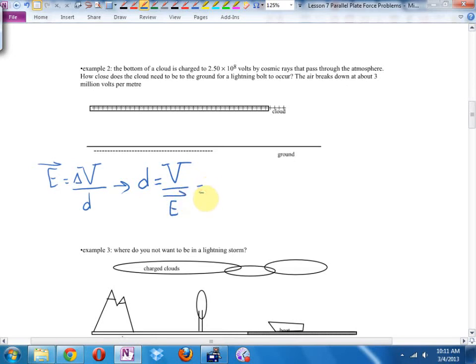How many volts has this cloud been charged to by the cosmic rays? 2.5 times 10 to the 8th. How big an electric field do we need before ionization can occur, before we can start passing electrons along the air molecules, therefore creating a current to the ground, a lightning strike? 3 million? How close does this cloud need to be to the ground?